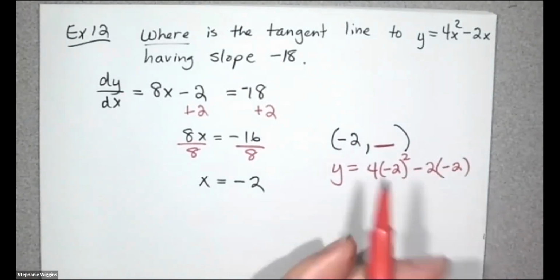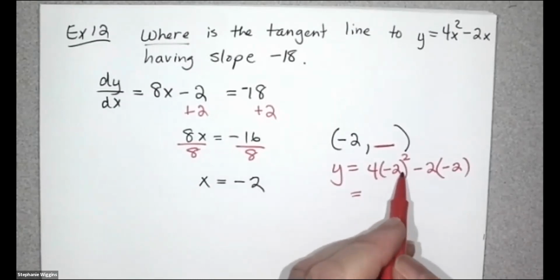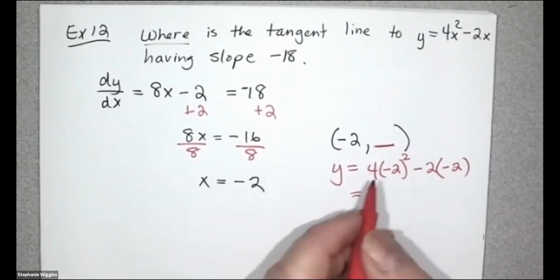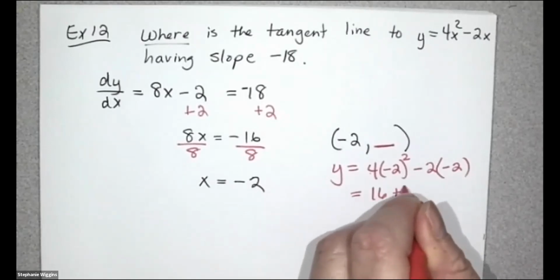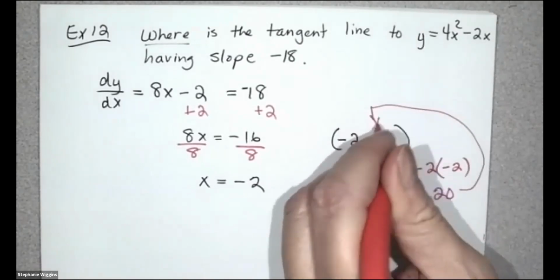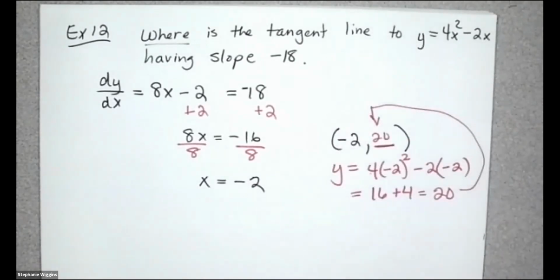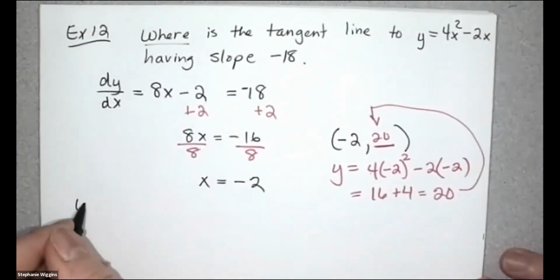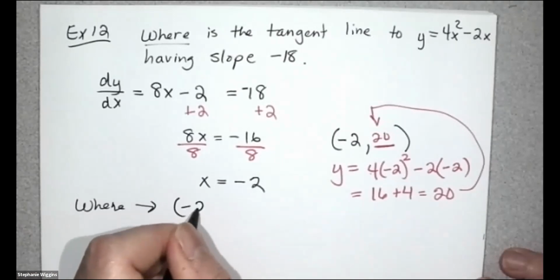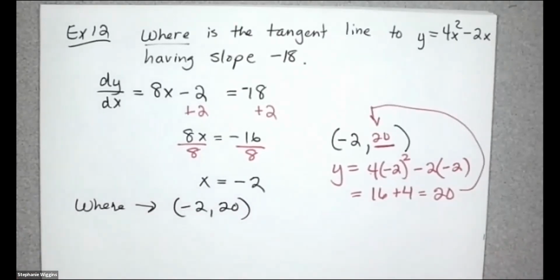And if you calculate this, 4 times 4 is 16. This is a double negative, so negative 2 times negative 2 is plus 4. 16 plus 4 is 20. So that's going to go right there. And so the where question is (-2, 20). That's the answer.